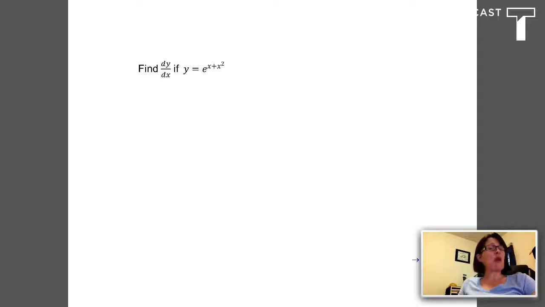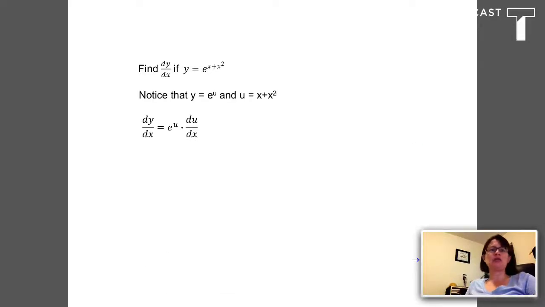So I want to find dy dx if y is e to the x plus x squared. In this case, you can see that u is x plus x squared, and I do have a function y equals e to the u. So according to the formula you just wrote down, dy dx is e to the u times du dx. I'm going to use u equal to x plus x squared. Du dx is 1 plus 2x. And there I have dy dx is e to the x plus x squared times 1 plus 2x.